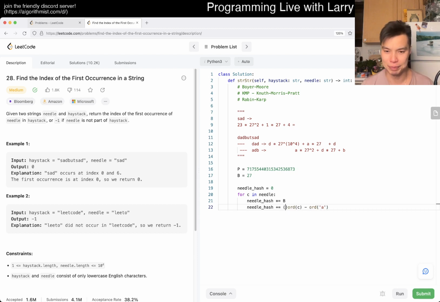Basically, get the order of the number. And again, I don't like using zeros just because of some stuff. Oh, and of course, after every one, we mod it by p. So now we have the needle hash, and now again we just do sliding window. So let's just say m is equal to length of needle, and n is equal to length of haystack.